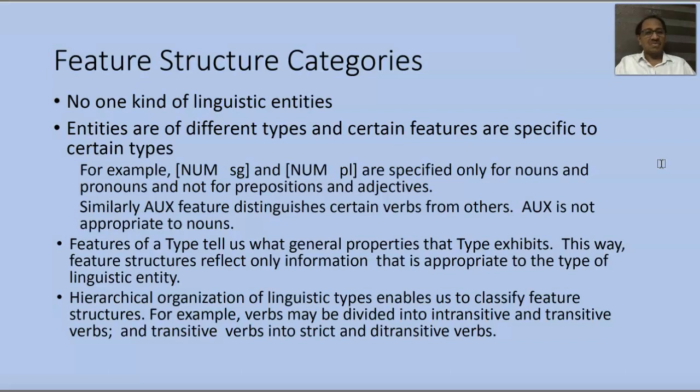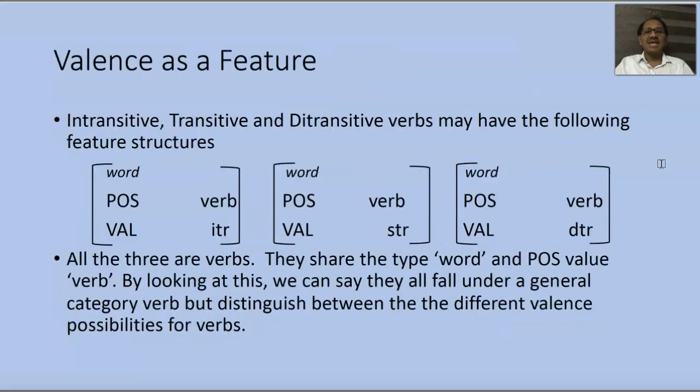Okay, that is, what we are getting is a hierarchical organization of linguistic types. You have entities, a linguistic entity as a type, and you have subtypes with certain specific features. This hierarchical organization of linguistic types helps us to classify feature structures. For example, we know verbs are divided into intransitive and transitive verbs, and transitive verbs are divided into strict transitive and ditransitive verbs.